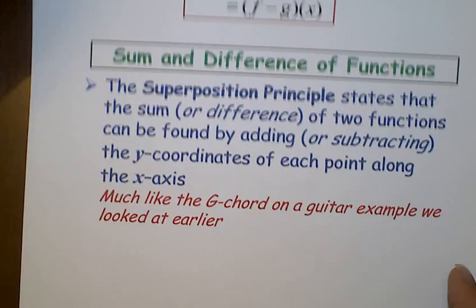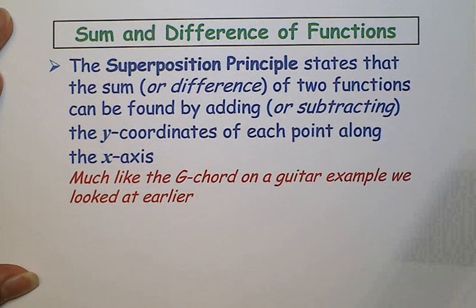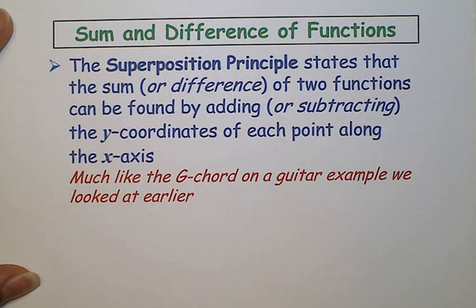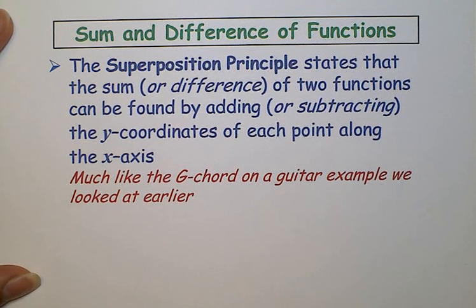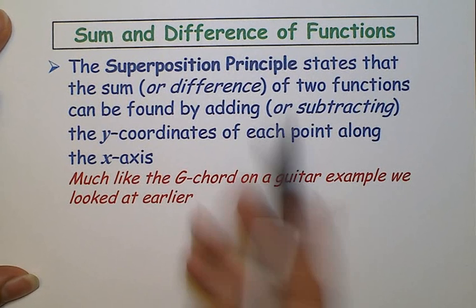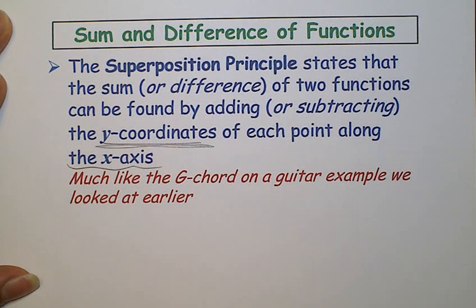Okay, this is one of the definitions you'll see in your textbook, and it looks at the superposition principle. The superposition principle states that the sum or difference, depending on whether you're adding or subtracting, of two functions can be found by either adding or subtracting the y-coordinates of each point along the x-axis. So for the same value of x, you're looking at the y value of the two different functions, and you're either adding those two y values together or subtracting them from each other, depending on the operation you're asked to look at. But that's essentially what the superposition principle looks at.